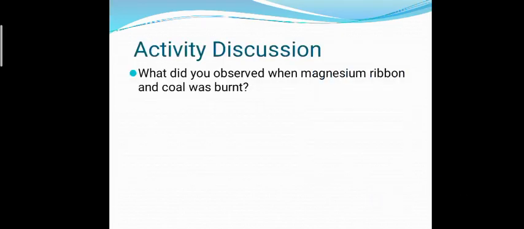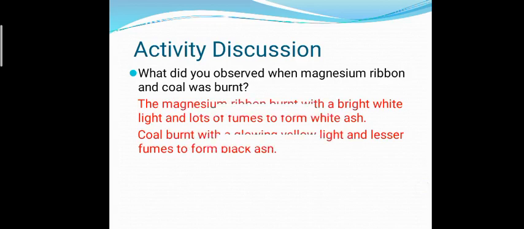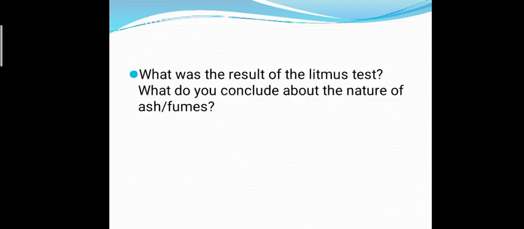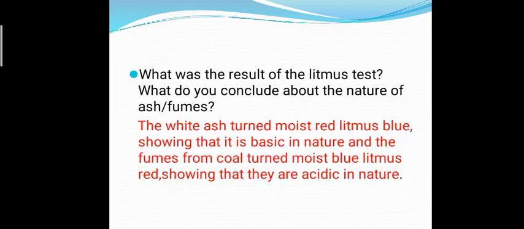Now there are some questions based on the activity. What did you observe when magnesium ribbon and coal were burnt? The magnesium ribbon burnt with a bright white light and lots of fumes to form white ash. Coal burnt with a glowing yellow light and lesser fumes to form black ash. What was the result of the litmus test? What do you conclude about the nature of ash and fumes? The white ash turned moist red litmus blue, showing that it is basic in nature, and the fumes from coal turned moist blue litmus red, showing that they are acidic in nature.